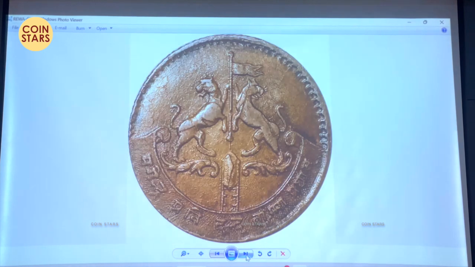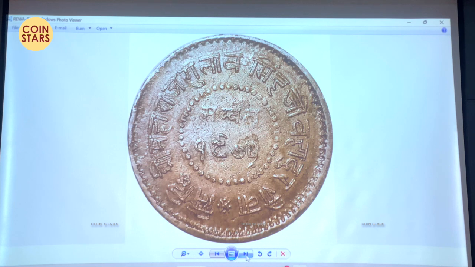Next. This is the other side of it. Next. These are all 1 rupee coins of Rewa State. Gulab Singh Bahadur. This Samvat is 1875. 1975.